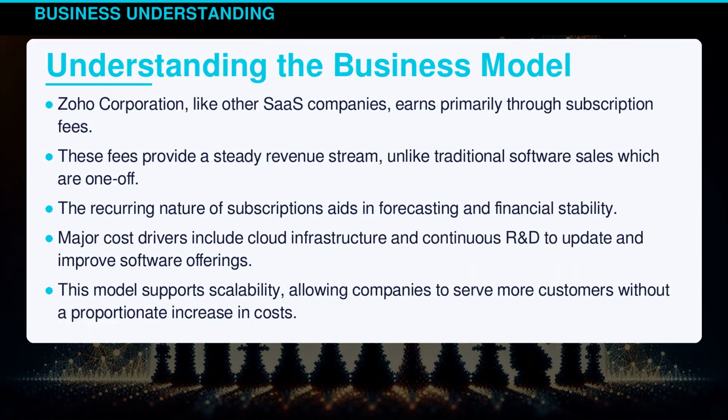Zoho Corporation, like other SaaS companies, earns primarily through subscription fees. These fees provide a steady revenue stream, unlike traditional software sales, which are one-off. The recurring nature of subscriptions aids in forecasting and financial stability. Major cost drivers include cloud infrastructure and continuous R&D to update and improve software offerings. This model supports scalability, allowing companies to serve more customers without a proportionate increase in costs.